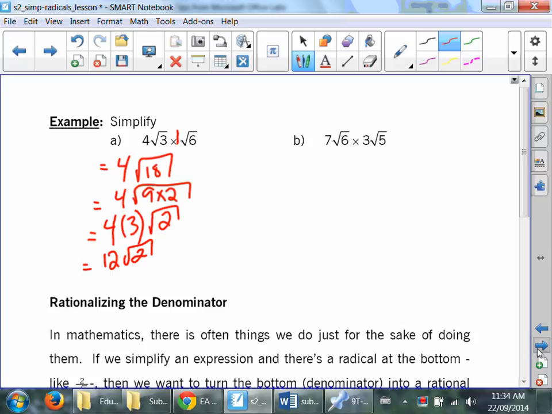Next one, 7 root 6 times 3 root 5. Again, multiply the numbers outside the root. 7 times 3 is 21. 6 times 5 is 30. Now we have to ask ourselves, is there two numbers that multiply to 30 where one is a perfect square? The answer, no. The numbers that multiply to 30 are 2 and 15. Neither of those are perfect squares. 3 and 10. Neither of those are perfect squares. Or 5 and 6. Neither of those are perfect squares. So 21 root 30 is as simplified as it gets.